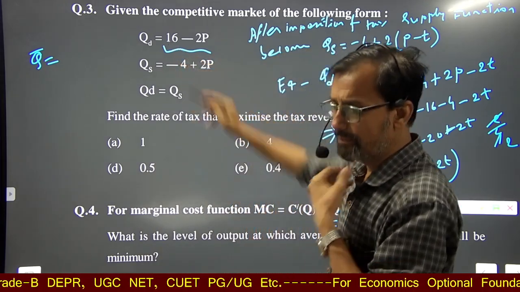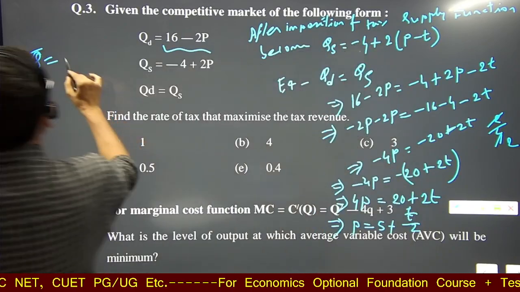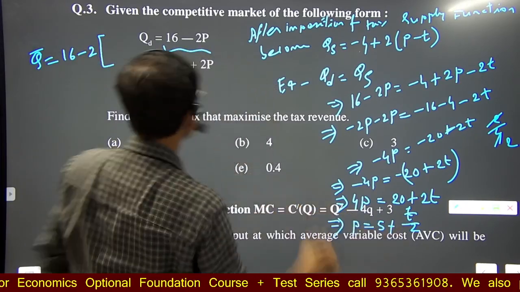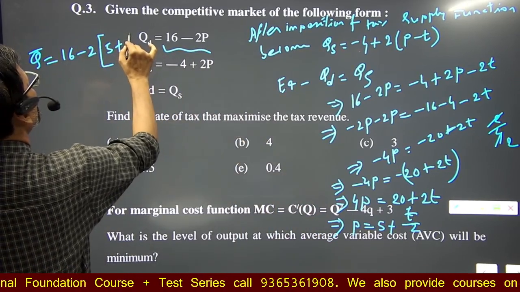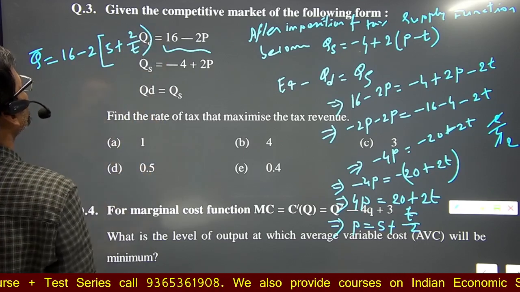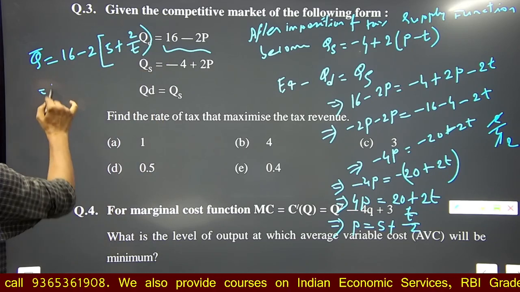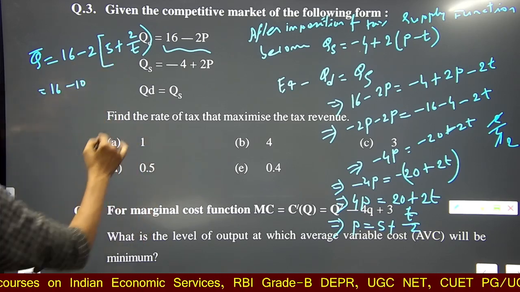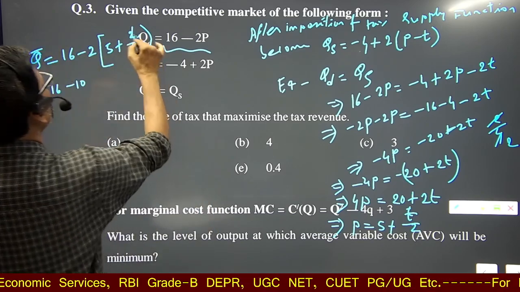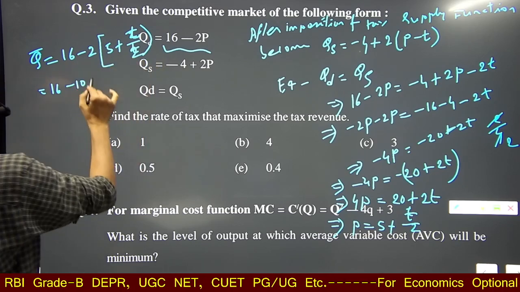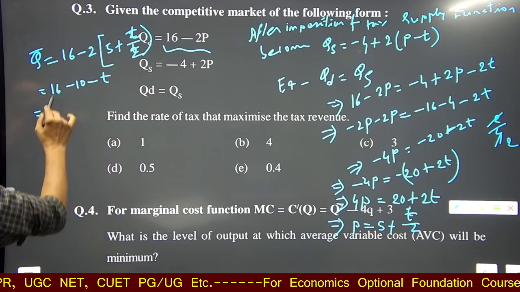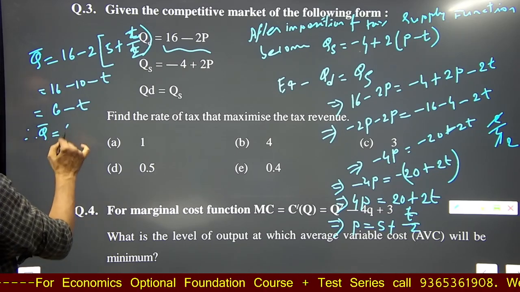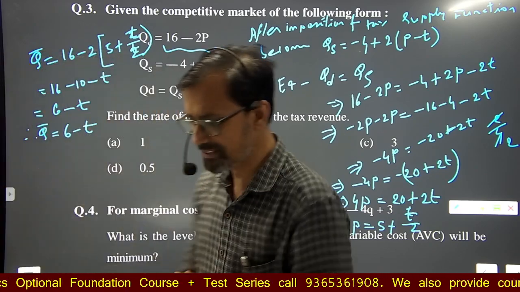Say we can take this one, 16 minus 2p, so 16 minus 2p means the value of p is 5 plus t by 2, so ultimately here 16 minus 10, here t by 2, 2 to cancel, so ultimately this one t, so ultimately here 6 minus t. Therefore the equilibrium quantity is 6 minus t.